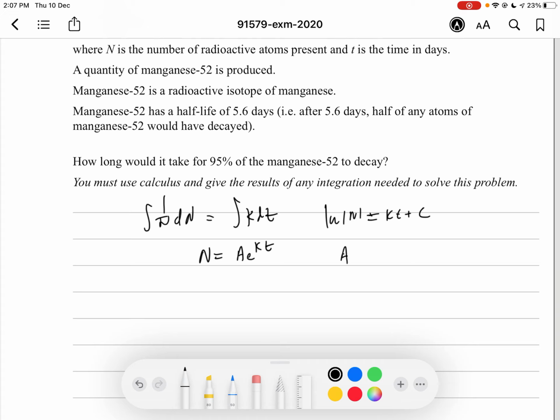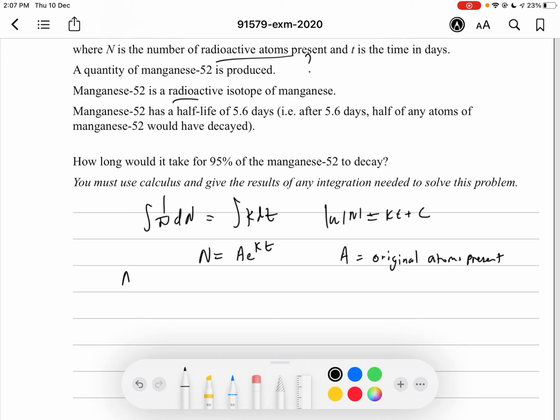So in this type of formula, A is actually the original amount, in this case the original amount of atoms present. So original atoms present is A. But we don't actually know the amount of radioactive atoms present. We actually don't know how many, but that's okay.